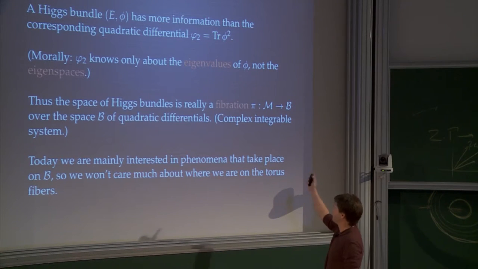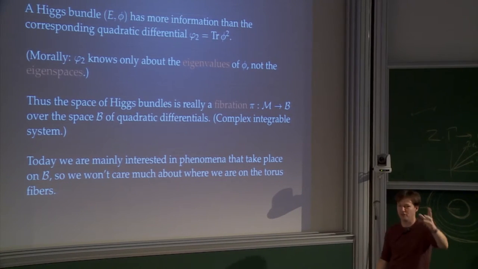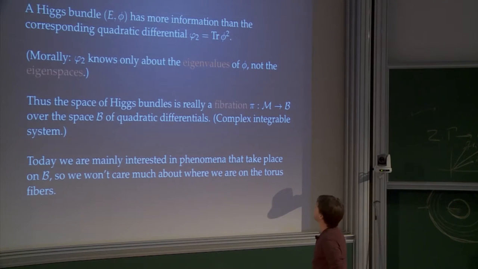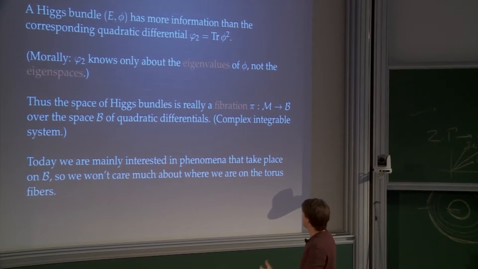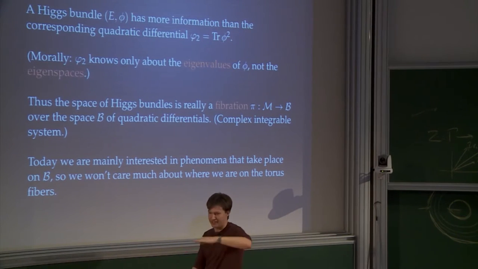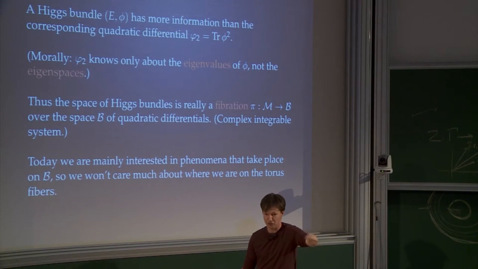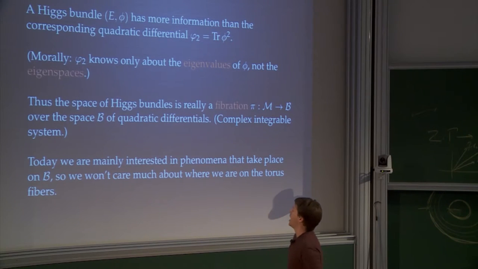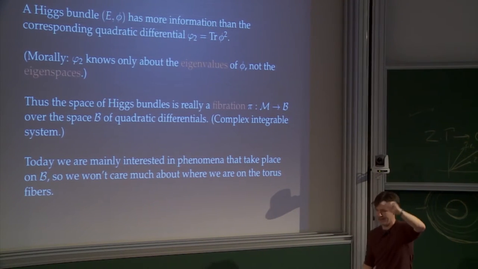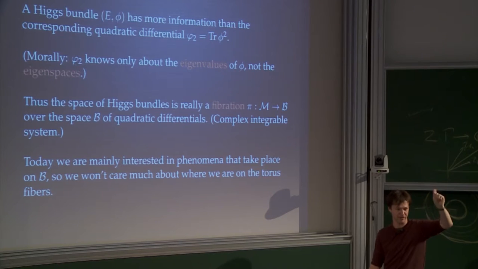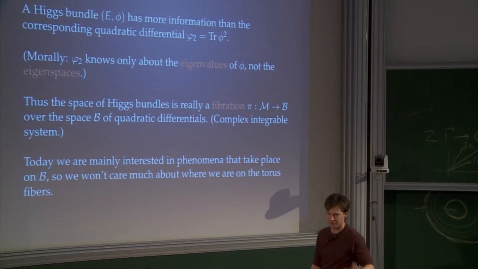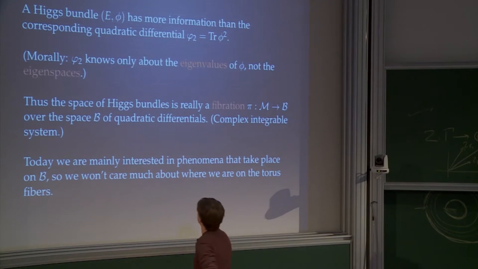And so what we get here is really a complex integrable system. Roughly what you have is the Jacobians of the spectral curves, which are some tori. But today we're basically only interested in this phenomenon that takes place just over the base, just over the space of quadratic differentials. And so I won't care much about exactly where I am on the torus fibers. I'll just take any Higgs field to correspond to that quadratic differential.